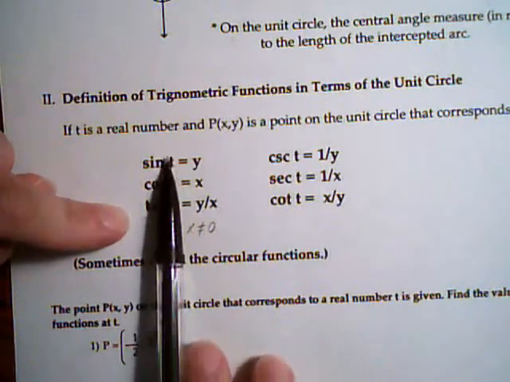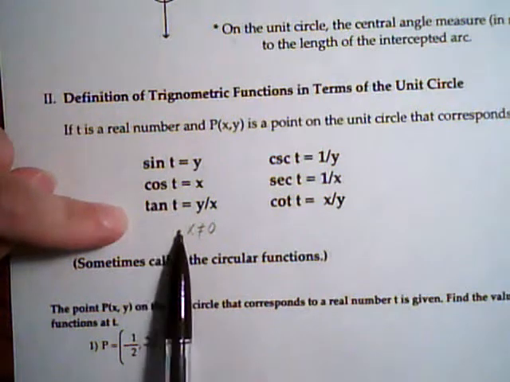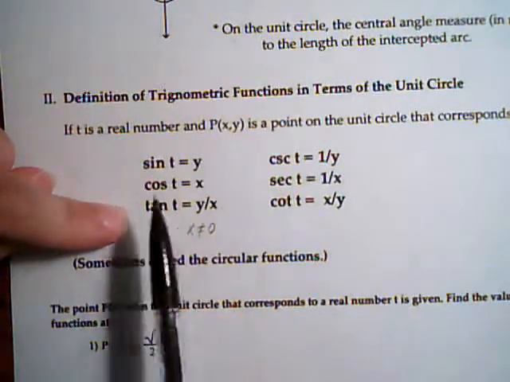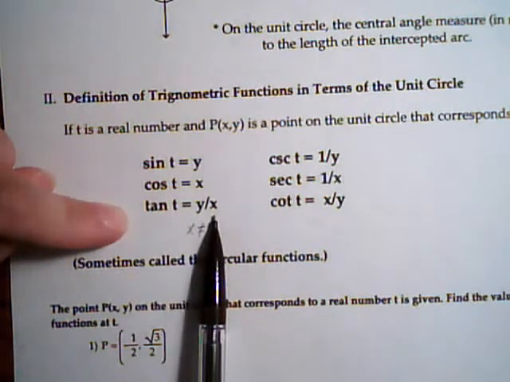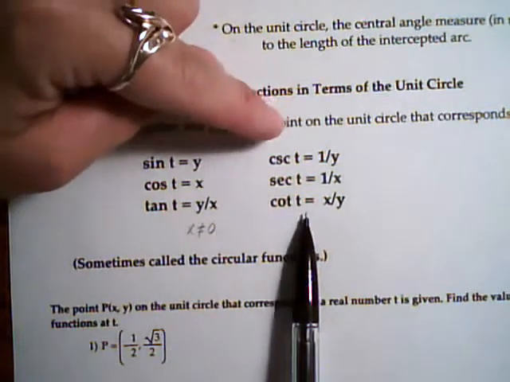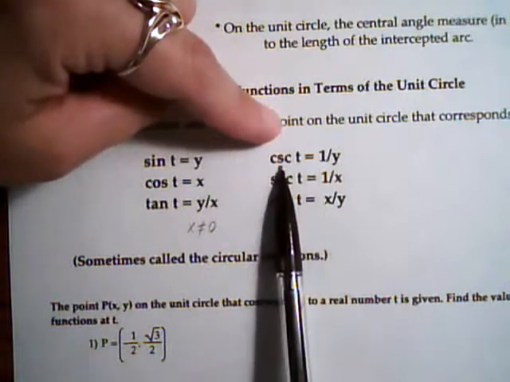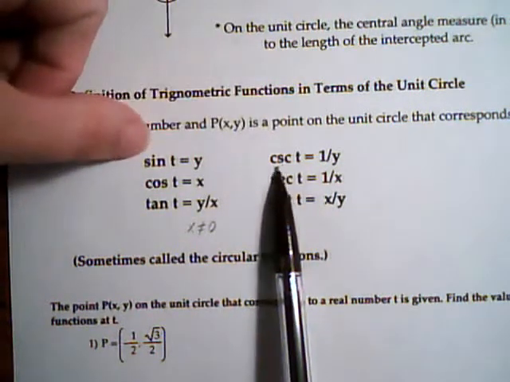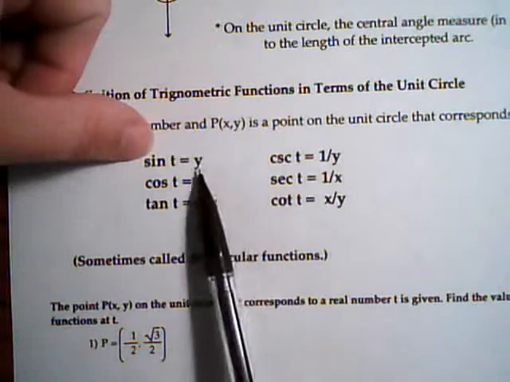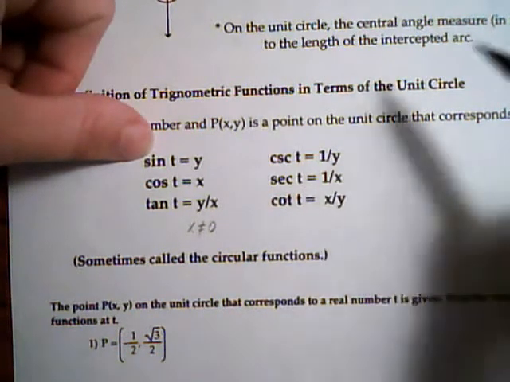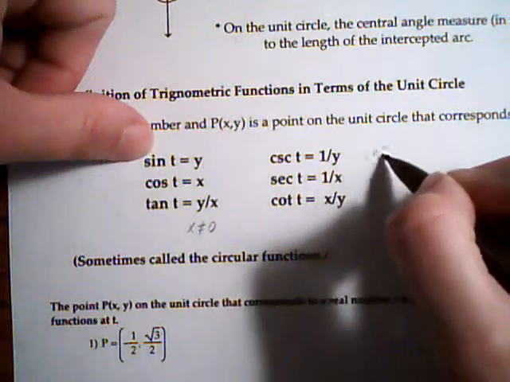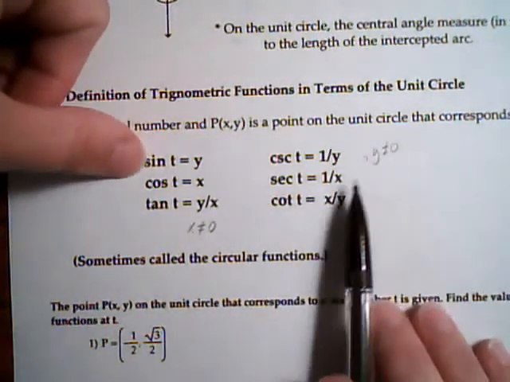So these are the 3 main functions: sine, cosine, and tangent. So you need to always think sine is y, cosine is x, tangent is y over x. Okay, these are our reciprocal functions, and we say cosecant is the reciprocal of sine. So that's why we say cosecant of t is equal to 1 over y. And again, this is provided that y does not equal 0.